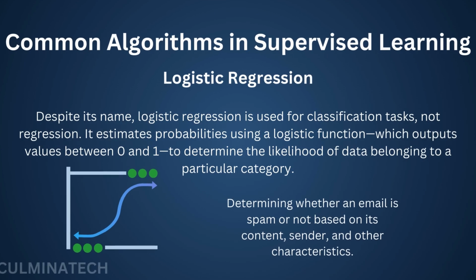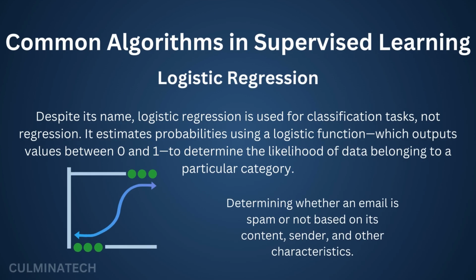Let's look at logistic regression. That's why, despite its name, logistic regression is used for classification tasks. It estimates probability using a logistic function, and that outputs values between 0 and 1. Let's say you're trying to decide whether to bring an umbrella. If the chance of rain, like a probability score, is high enough, you decide to bring it. If not, you leave it at home.